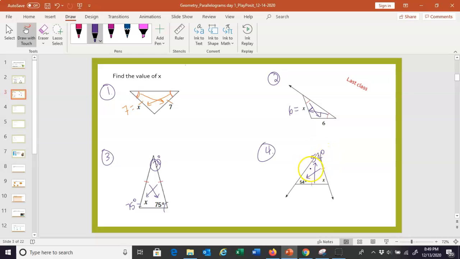Similar to number 3, we can now find the measure of angle x by subtracting these from 180. I'm actually probably going to add these together first. I don't have a calculator. 108, so 180 minus 108. You guys check my math here. 180 minus 100 is 80. And then you take away 8 more, and it should be 72.